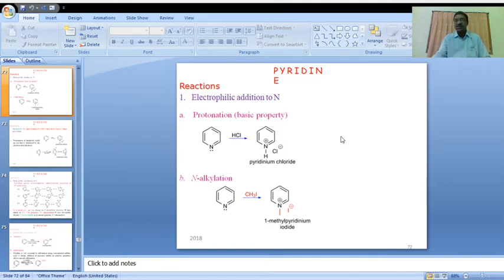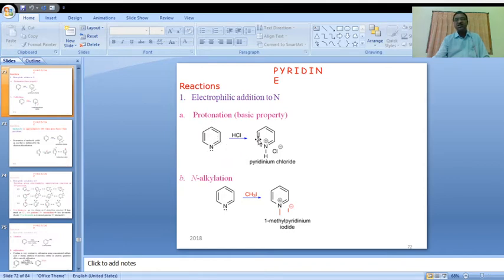Protonation reaction. Here, the pyridine ring reacts with a strong acid, that is HCl, hydrochloric acid. Pyridine on reaction with the acid gives a salt. This is the perfect example of its basic nature. Pyridine on reaction with the acid, we are getting salts. Is it clear? This reaction indicates its basic property.